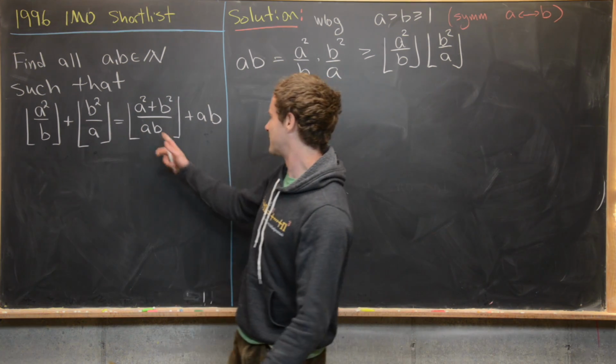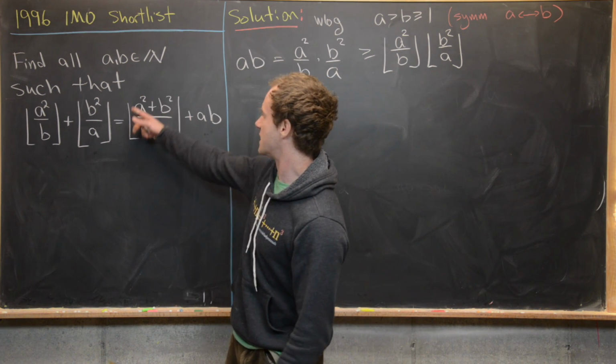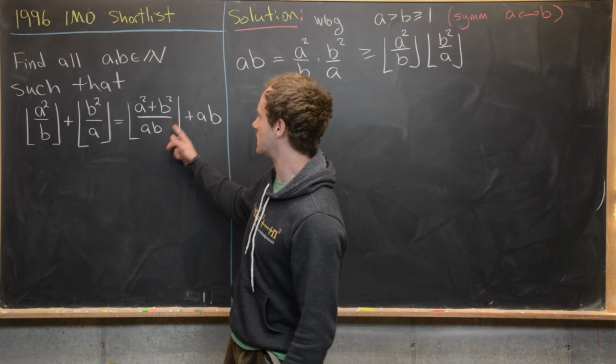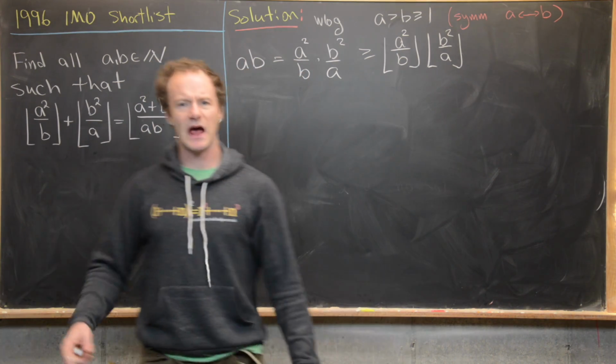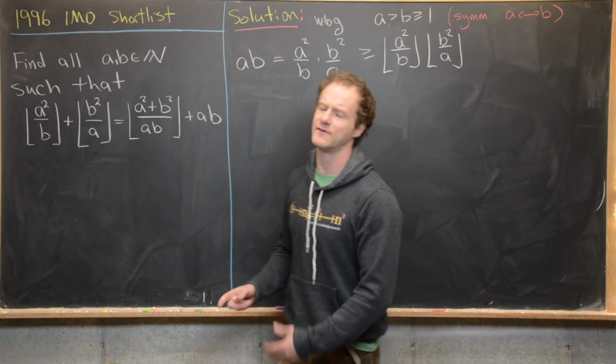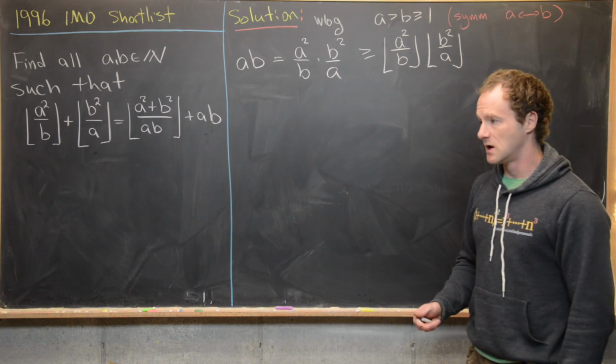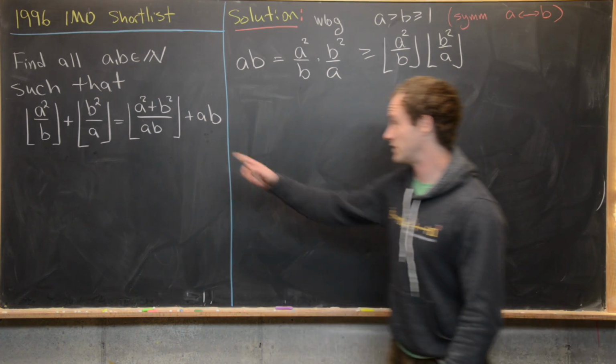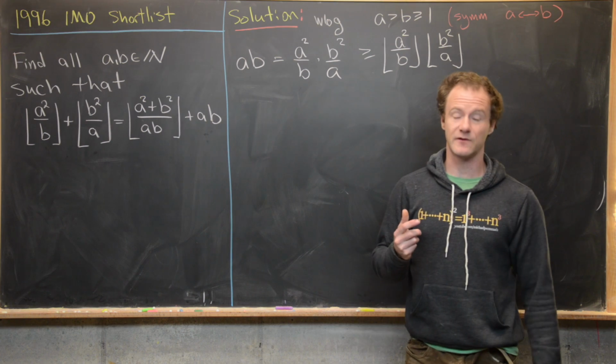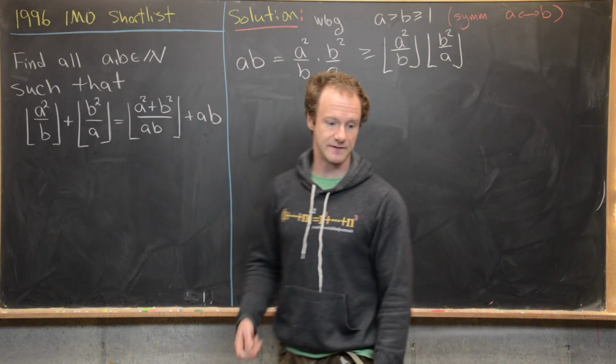Okay, so now we just have to get a handle on this object right here. Can we get some sort of inequality involving this object? And we can, and I think probably if you're like a well-trained math contest problem solver, you can just write down the inequality for this real quick, but we're gonna derive it.